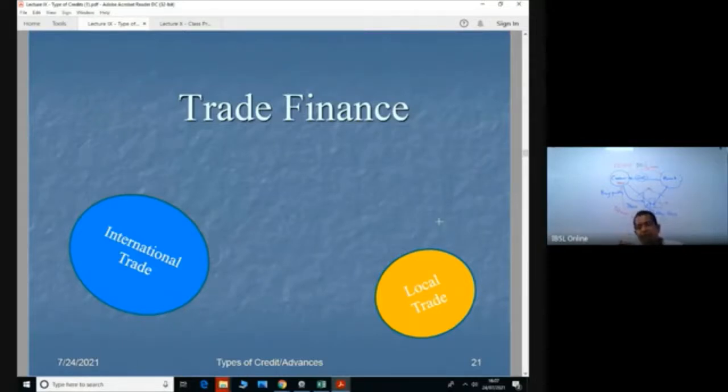Internal means within the country, buying and selling. International means cross-border buying and selling. In either case, we need to find a supplier, we need to find suitable pricing and quality, and the ability to provide the quantity, and price and suitable supplier. That is a normal scenario in local trade as well as international trade, right?